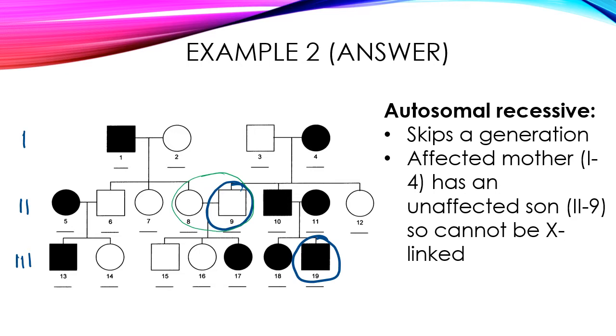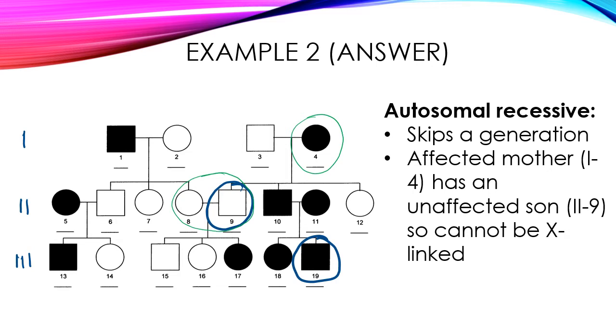Now I look to see whether it is more likely autosomal or more likely to be X-linked. I can see already that there are equal proportions of males and females affected. So it's unlikely to be X-linked because I don't see that difference in numbers. I also see that the mother in the first generation here is affected. However, she has an unaffected son, so it cannot be X-linked. Okay, key thing, so that must be autosomal. The next question is, what are the genotypes of the circled individuals?